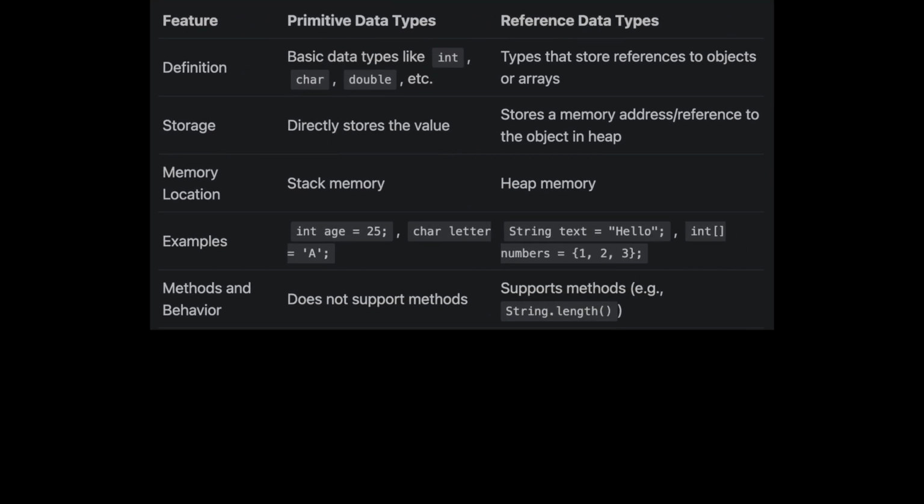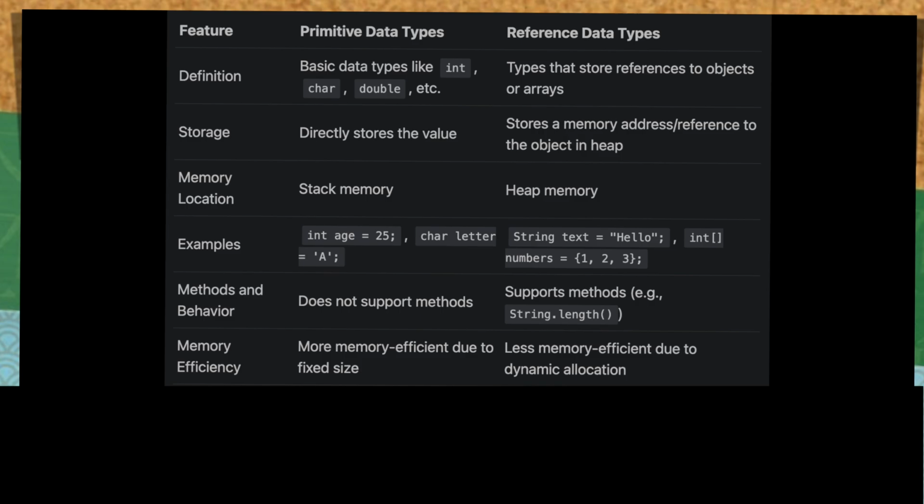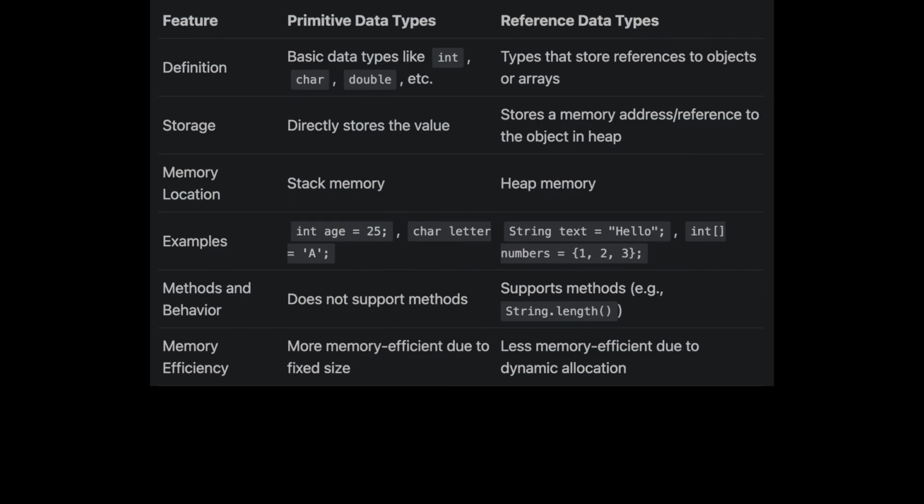In terms of methods and behavior, primitive types do not support methods. They're limited to their basic functionalities. However, reference types come with built-in methods which can be incredibly useful. For example, a string object has methods that allow you to determine its length or manipulate its contents, providing a richer programming experience.